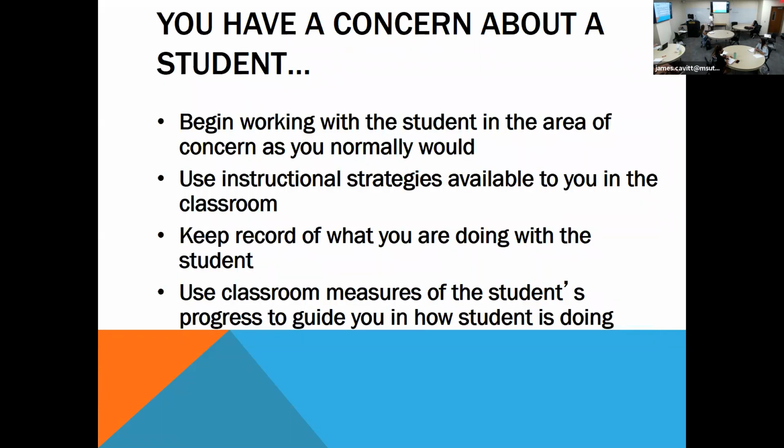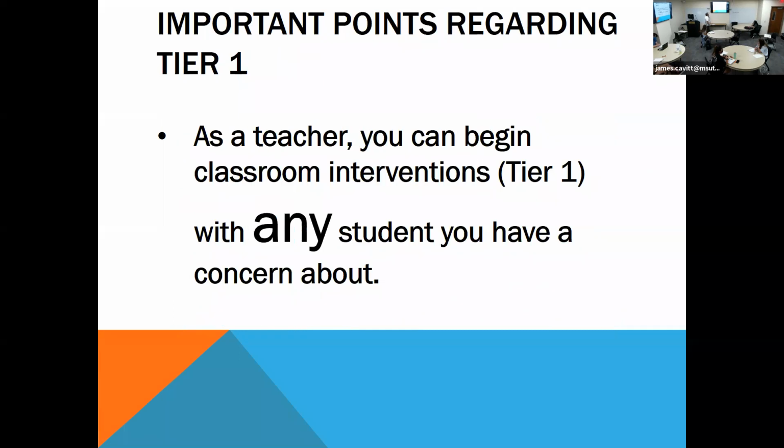So you have a concern about a student, so you begin working with that student, you use the instructional strategies, and you keep a record. The record is then formalizing that the student is now in the process to be referred. As a teacher, you can begin classroom interventions in Tier 1 at any time with any student that you have a concern about. You do not have to meet with an RTI team at all. You could do it at any time you have a concern.